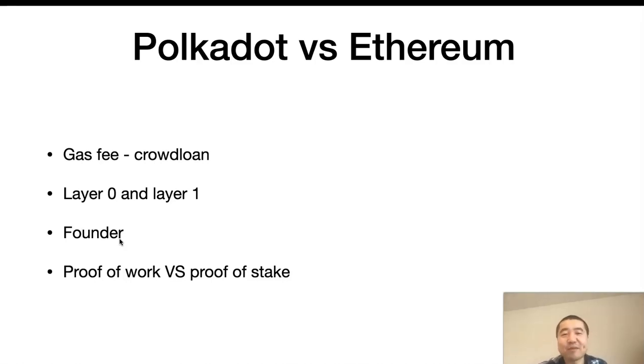Like I like Polkadot. He's a CTO. That's the technology part, right? So I would like to support. Proof of work and proof of stake, that's another thing. Polkadot right now is proof of stake. Ethereum 1.0 is proof of work, but they are going to upgrade to 2.0. That will be proof of stake.